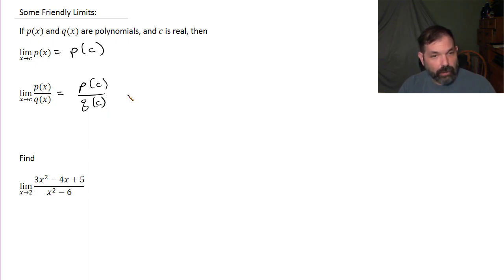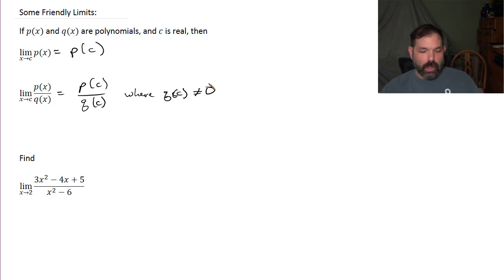Again, we have to be careful here, though, as long as q of c is not 0. So this is legal. We are allowed to just substitute as long as we have a polynomial function, or if it's a rational function, as long as the denominator ends up being non-zero. If the denominator ends up being 0, then we have to do some other stuff.